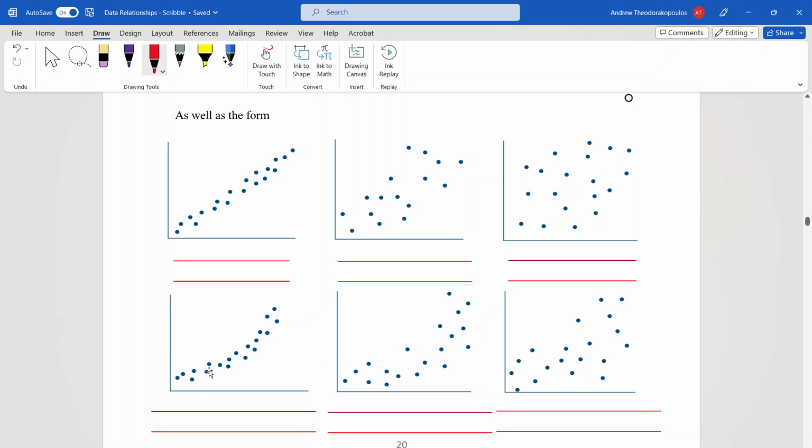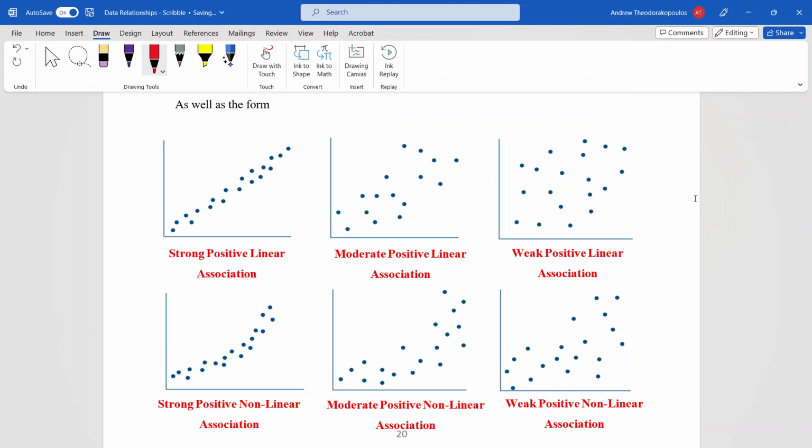Here we can see that it's a strong relationship, but we do see a little bit of a curve. So this one would be a strong positive non-linear association. This one looks like a moderate positive non-linear association. Too many fancy words for me. And this one here is a weak positive non-linear association. Okay, so please just copy those down.